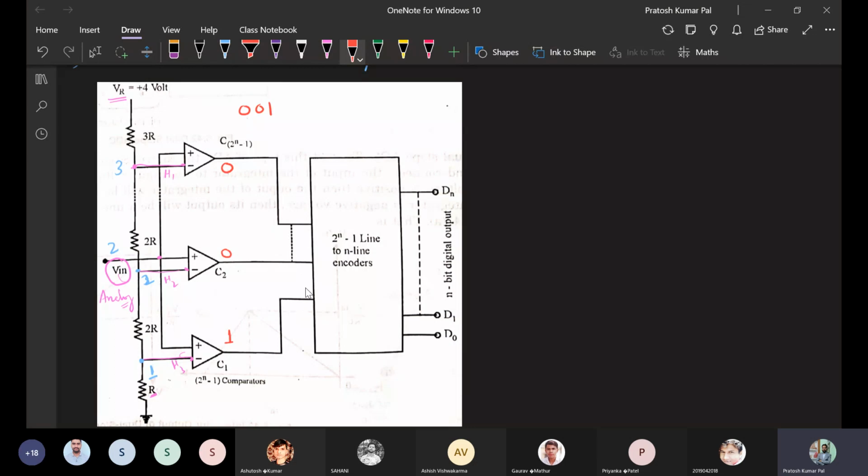Like if n is, suppose, 3, then 2 to the power 3 is 8, minus 1, that means we will be converting it with a 7 to 3 encoder. Okay, so this is if we have taken the n value as 3. The last value, that is the 8th pin, will be connected to ground. Okay, so this is how the comparison will be made, and its value is 001.